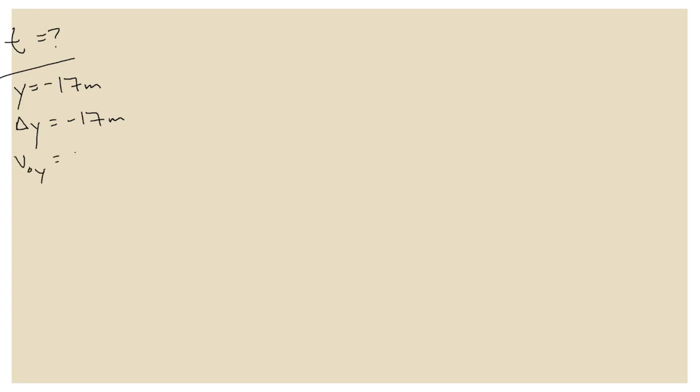We have our V naught y is 0, and we have our a_y is negative 9.8 meters per second squared. And we're looking for our time. And so the best equation to use with all these variables, incidentally, is the same equation. Delta y equals V naught y t plus 1/2 a_y t squared.